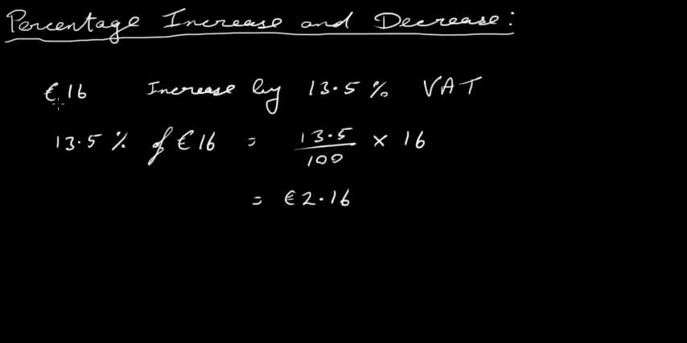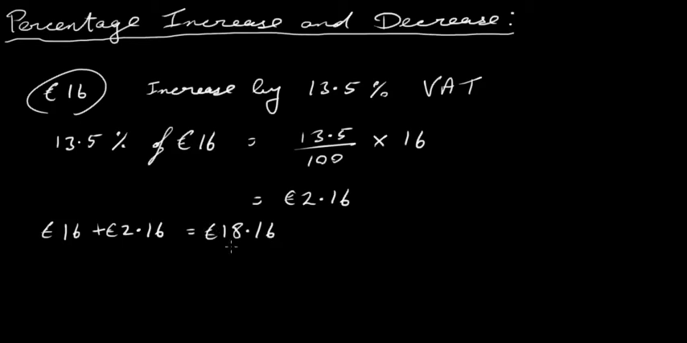So the cost of this particular item, whatever it was, originally 16 euros, we're going to increase it by 13.5%. Let's say VAT, we're going to add value added tax to it. So we're going to take our 16 euros and add 2 euros 16 cents. That will give us a total price of 18 euros 16 cents. So this is our price of whatever it is we were buying, including the VAT, or the value added tax.